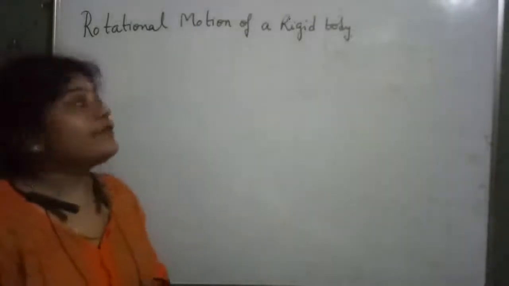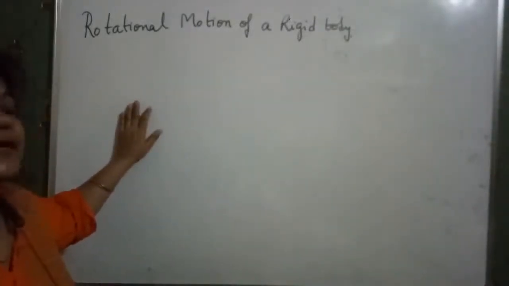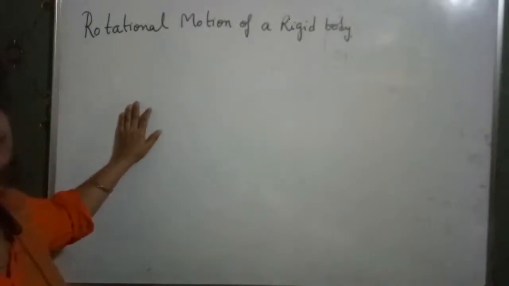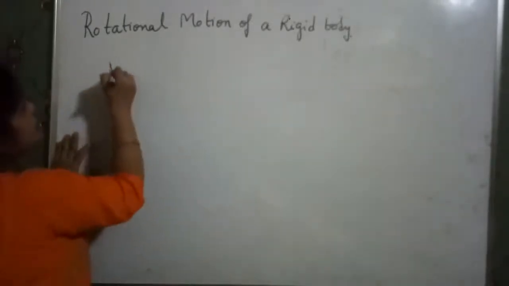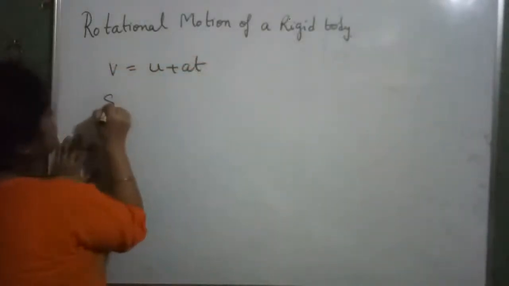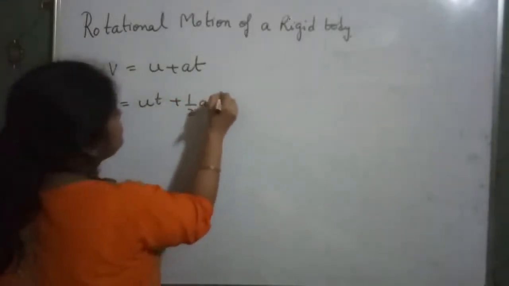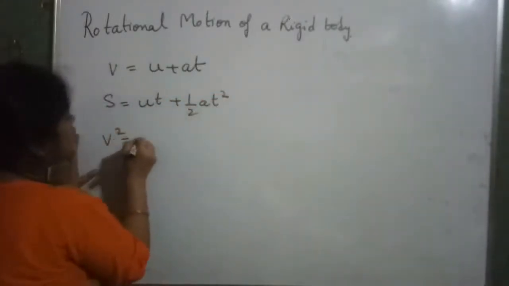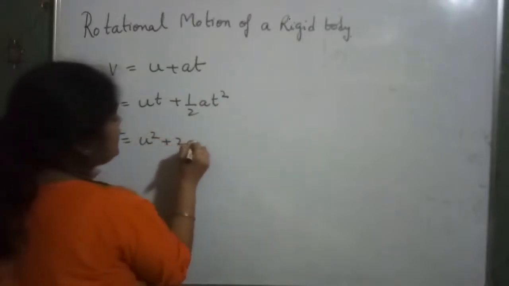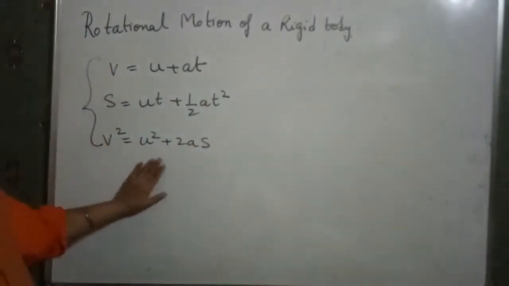In this video I have taken the rotational motion of a rigid body. I take the three cases as we have in Newton's linear motion. We have three equations: v is equal to u plus at, s is equal to ut plus half at square, and v square is equal to u square plus 2as. These are the equations of motion for the linear motion case.